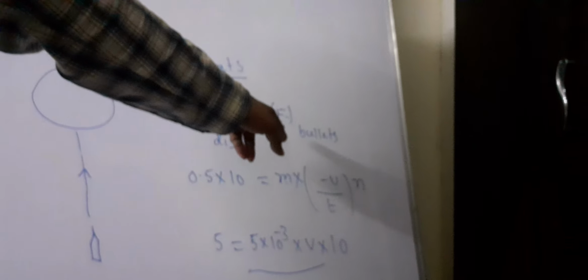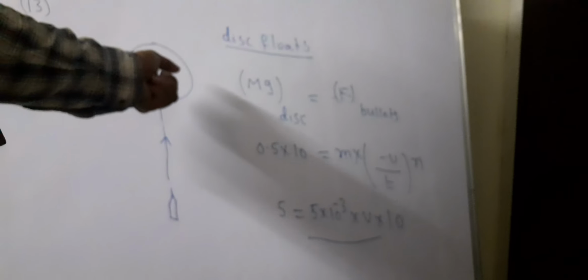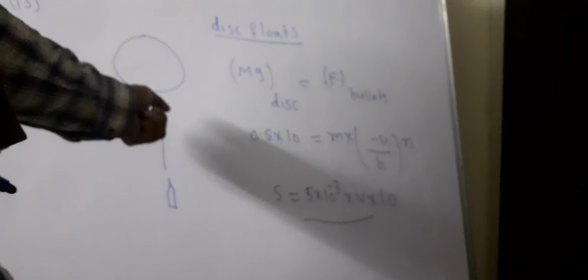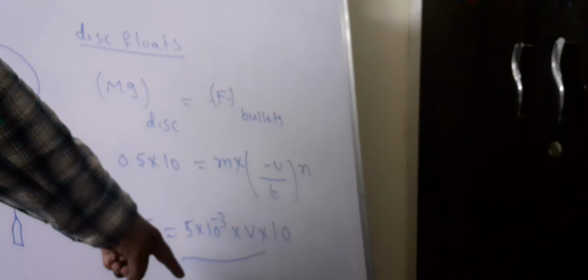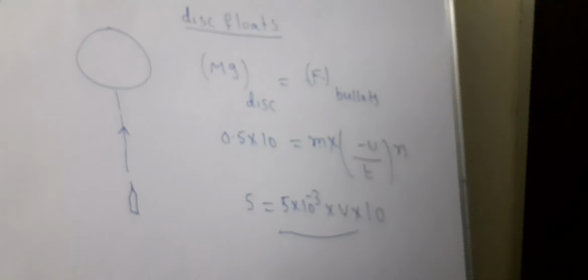Once again I repeat, the force acting on the bullet is m into a. A means v minus u by t. Here the bullet does not rebound, which means the final velocity becomes 0. Simply mv by t. This is the mass of one bullet, Nana. For n bullets, N is nothing but the number of bullets. In this situation, determine v.